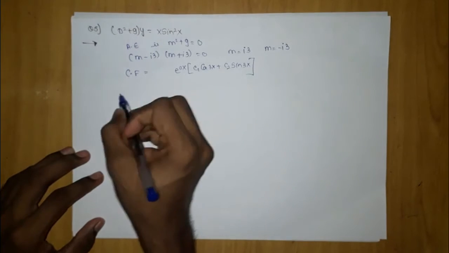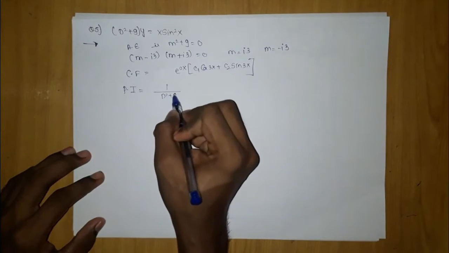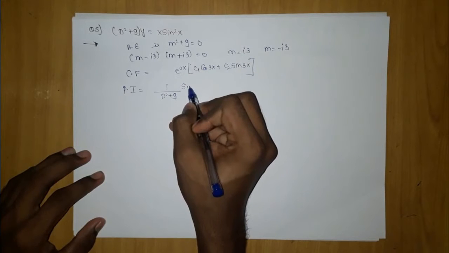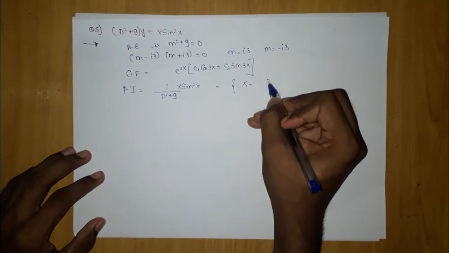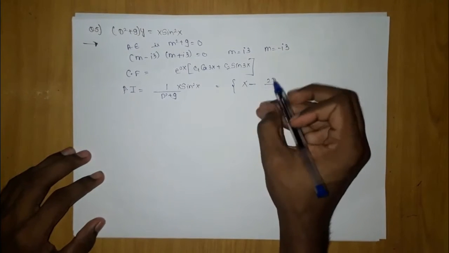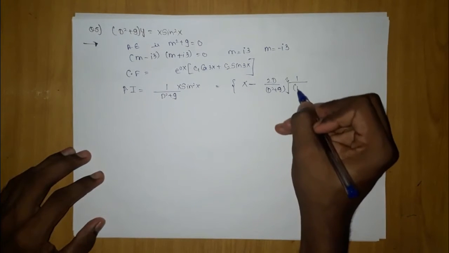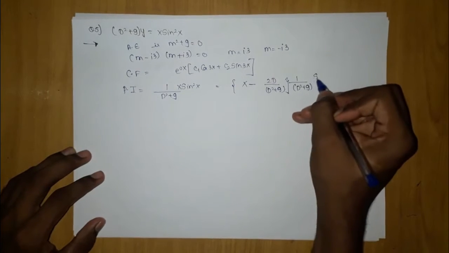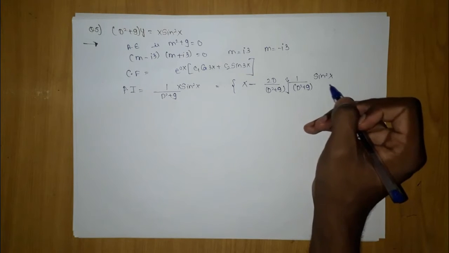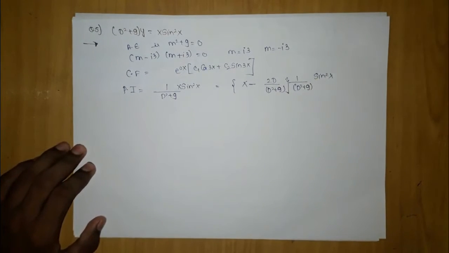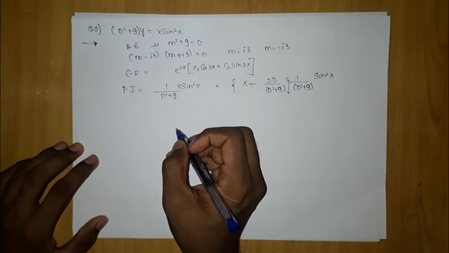After this, the particular integral is 1 by d square plus 9 into sin square x. Now we are going to apply that rule, x minus 2d by f of d, which is d square plus 9, bracket 1 by d square plus 9, which is 1 by f of d, into sine square x. Now we cannot write sine square x as per the rule. We only write sine in power 1. So we are going to express sine square x as 1 minus cos 2x by 2.